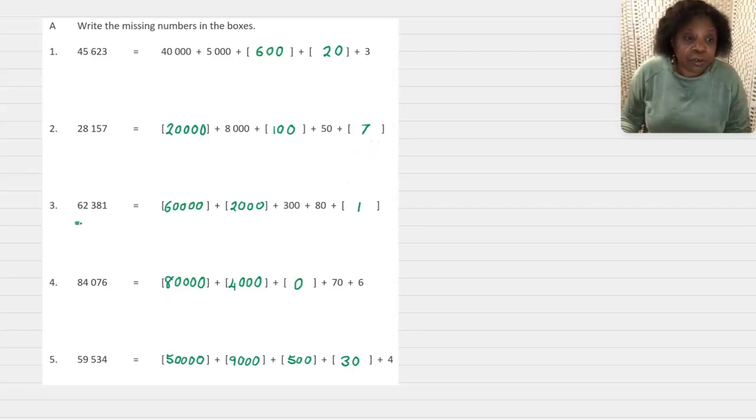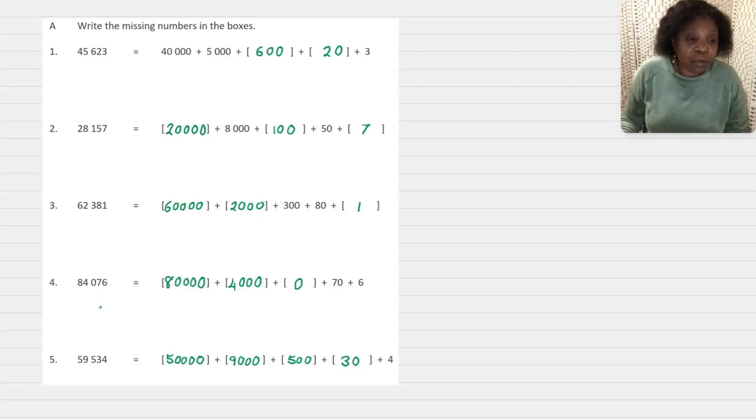Then we come to question 3. The number is 62,381. The value of the 6 is 60,000. The value of 2 is 2,000. The value of 3 is 300. The value of 8 is 80. The value of 1 is 1 unit.